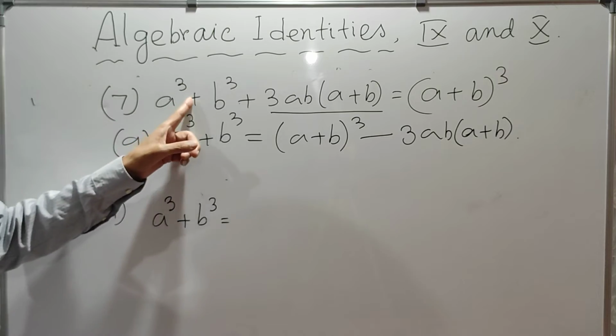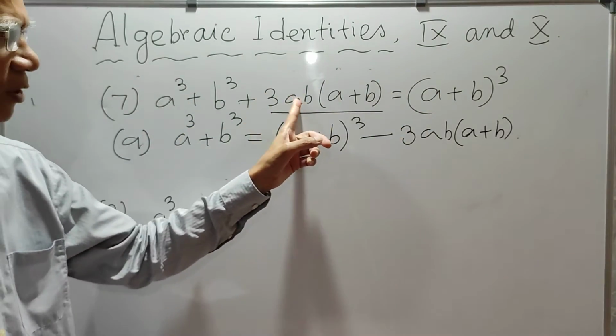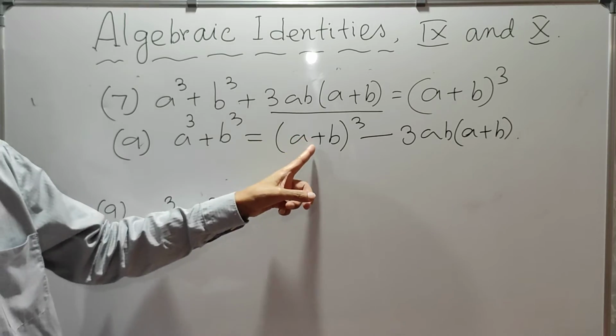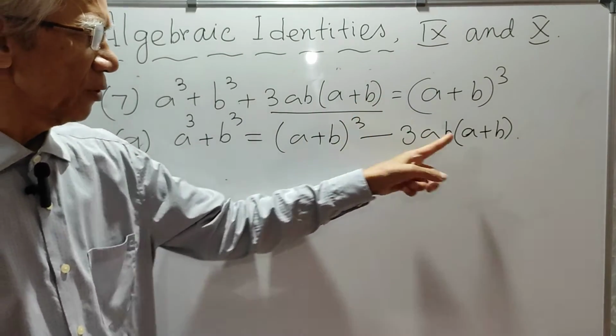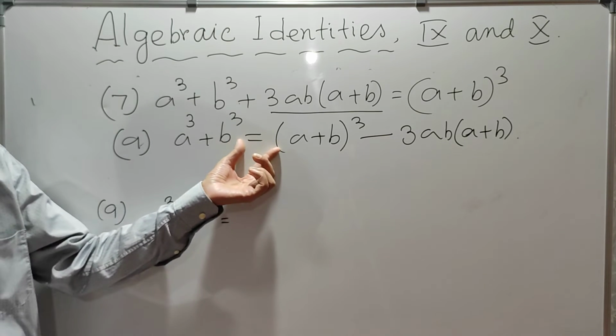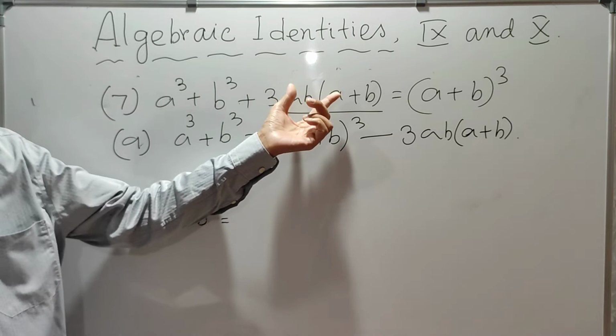All right. Now from here, what we do? This thing we transfer to the right. So a^3 + b^3 will become equal to what? (a+b)^3 - 3ab(a+b). So this is the 9th identity. All right. This is a derived identity, derived from the 7th identity.